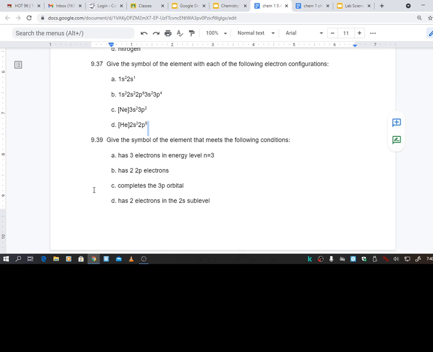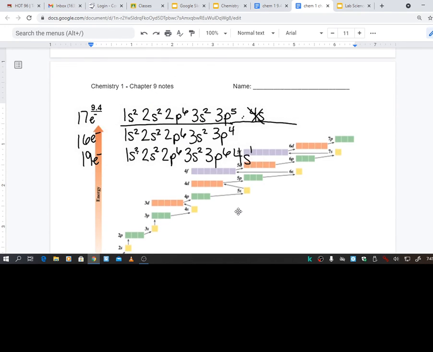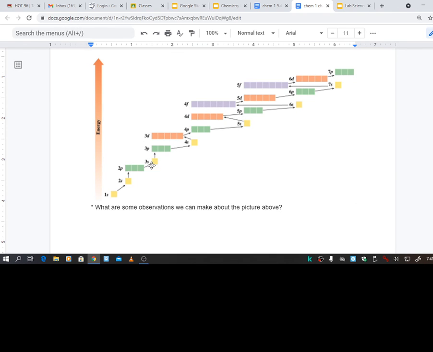once again, try your best on these. Go and use that chart and be like 3 electrons in energy level 3. If I'm using this chart right here and I'm like, I am in energy level 3, well here's energy level 3 and I have 5 electrons, well there's 1, 2, 3, 4, 5, okay? Use that chart to help you out.